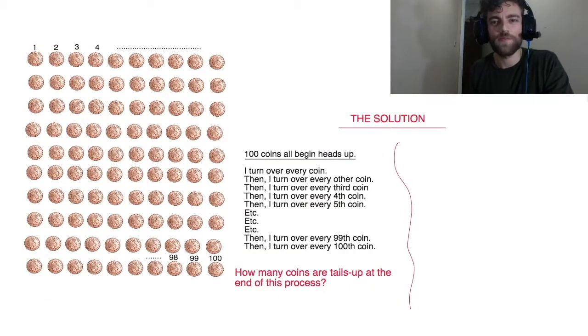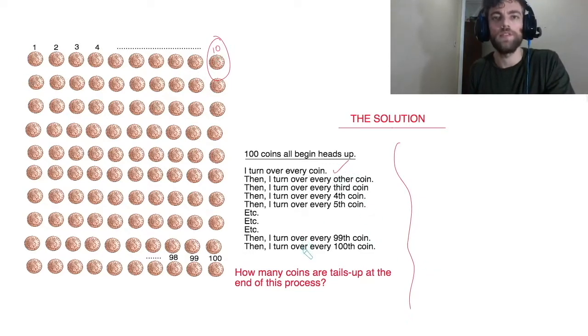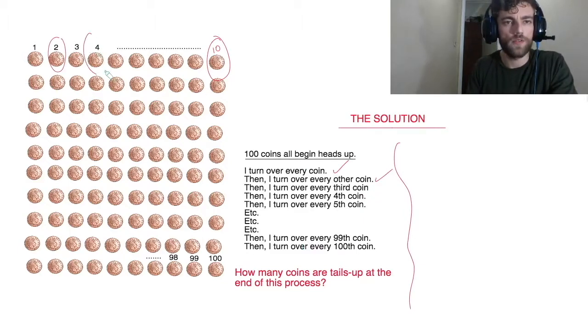Alrighty, enough clues, time to put everybody out of their misery. Here comes the solution. So following my clue number 1, I am going to pick a specific coin, coin 10, and I'm going to ask myself, when does coin 10 flip? Well, it turns over on the first time through because every single coin turns over on the first time through. Does it turn over on every other coin? Yeah, it does, because 2, 4, 6, 8, 10 will flip.